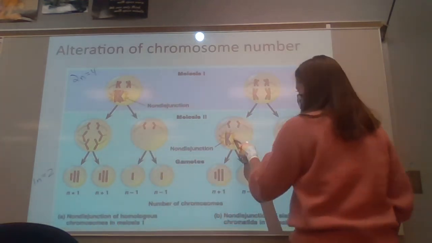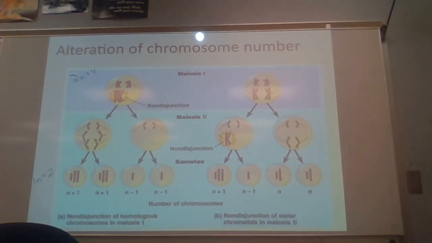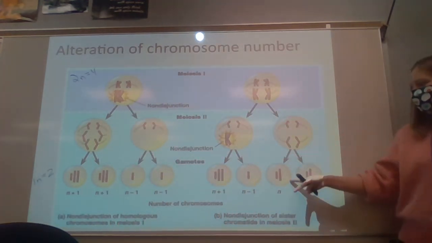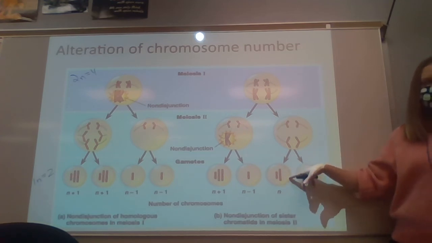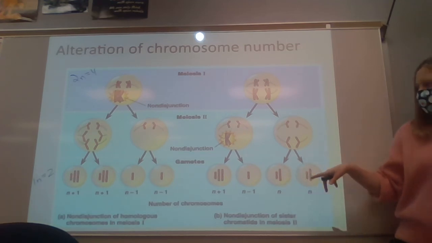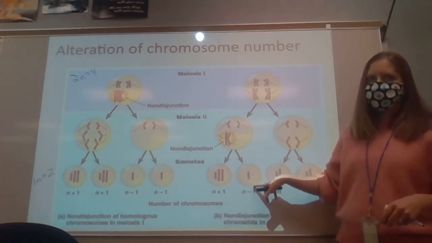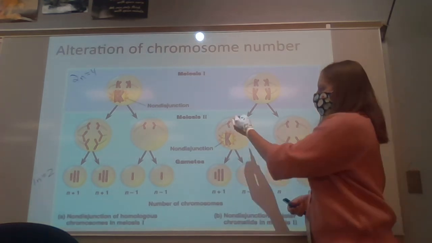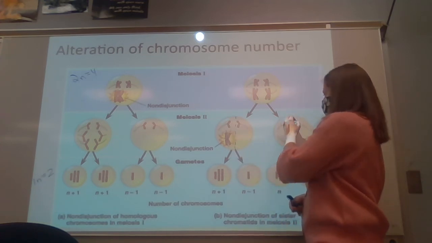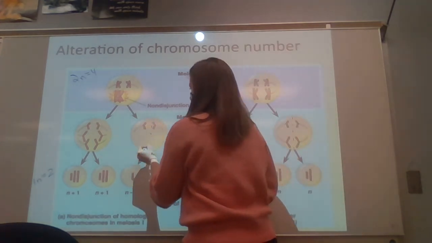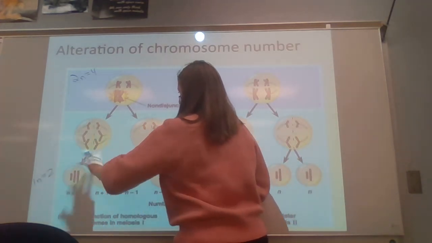If non-disjunction happens later on in meiosis, half the gametes are still going to be okay because they went through meiosis 1 correctly. The other half of the gametes, one's going to have 1 too many, one's going to have 1 too few. Okay, because remember, we talked about how metaphase is an important stage. Okay, so anything on this side is going to end up in a different cell.